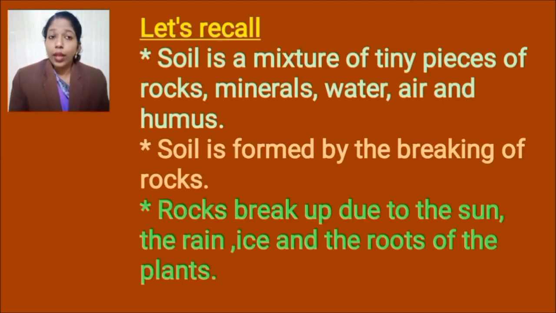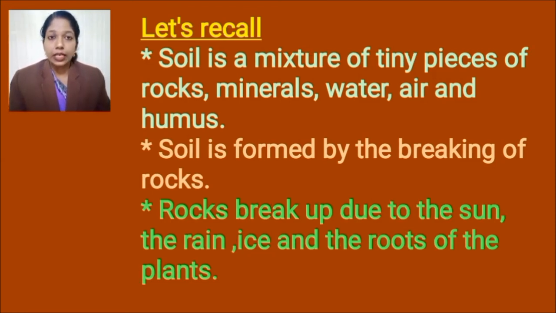So children, that's it for now. But before finishing the session, let's repeat what we have learned today. Soil is a mixture of tiny pieces of rocks, minerals, water, air, and humus. Soil is formed by the breaking of rocks. Rocks break up due to the sun, the rain, ice, and the roots of the plants. In the next session, we will study the layers of the soil, types of the soil, color of the soil and why soil is important.